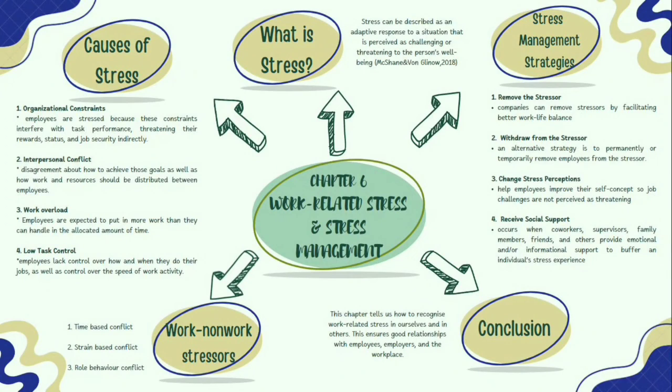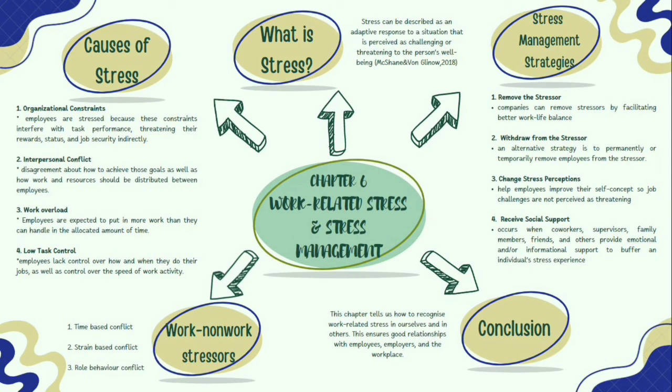Work-related stress. Before we can understand what work-related stress is, we must first know what stress is. According to McShane and Von Glinow, stress can be described as an adaptive response to a situation that is perceived as challenging or threatening to the person's well-being. There are 4 sources or causes of work-related stress. First is organizational constraints. Organizational constraints make most employees stressed because they interfere with task performance, threatening their reward and job security. This stressor includes a lack of necessary equipment, funding, and co-worker support.